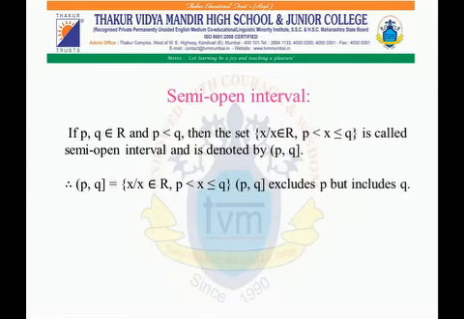In the same way we have semi-open interval. Let's see the values. The value of X is less than or equal to Q and more than P. Here the value of X is more than P, no? So it will be open at P and closed at Q. So it is called semi-open, that means open closed. Here we exclude the value P and include the value Q.